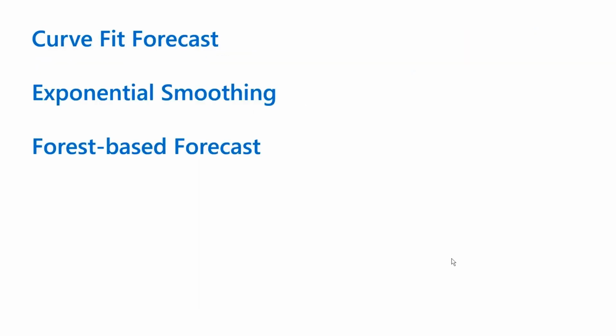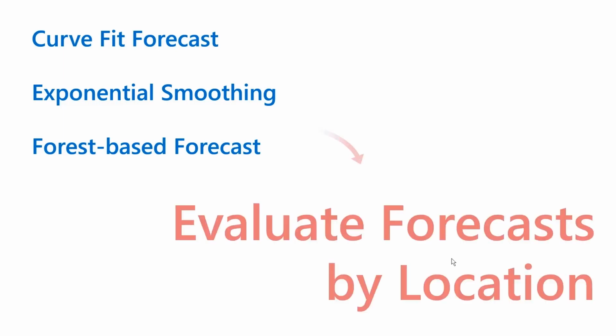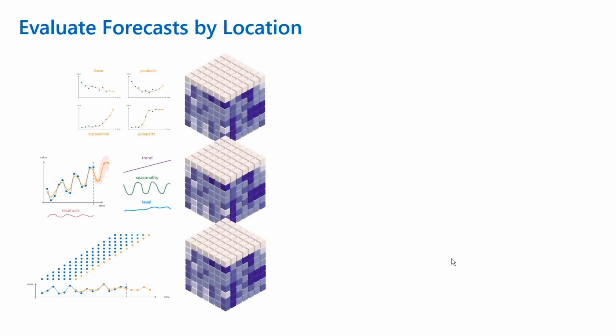So these tools are admittedly a lot to digest. How do we know which tool to use and when? What if some of our locations in the study area have simple linear trends while other locations are more complex? Fortunately, there's a very straightforward workflow for solving this problem. You can run all 3 forecasting methods and then use the Evaluate Forecasts by Location tool. It'll pick the best model for each location in your space-time cube.